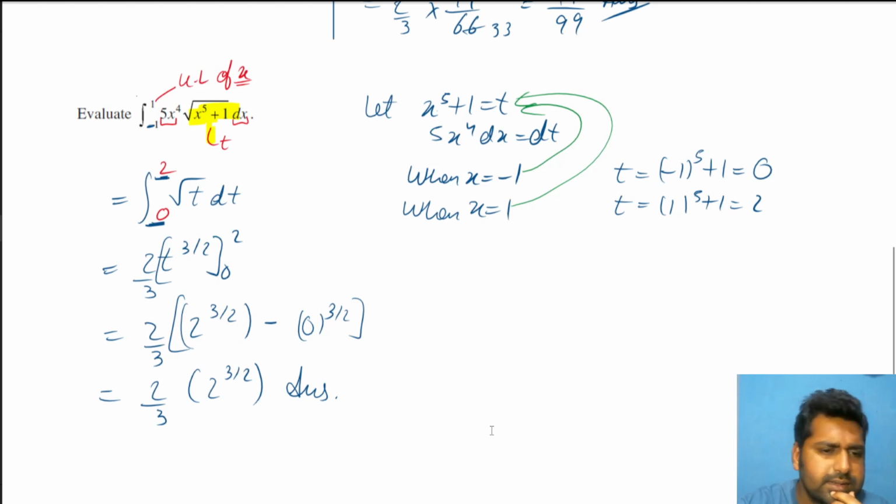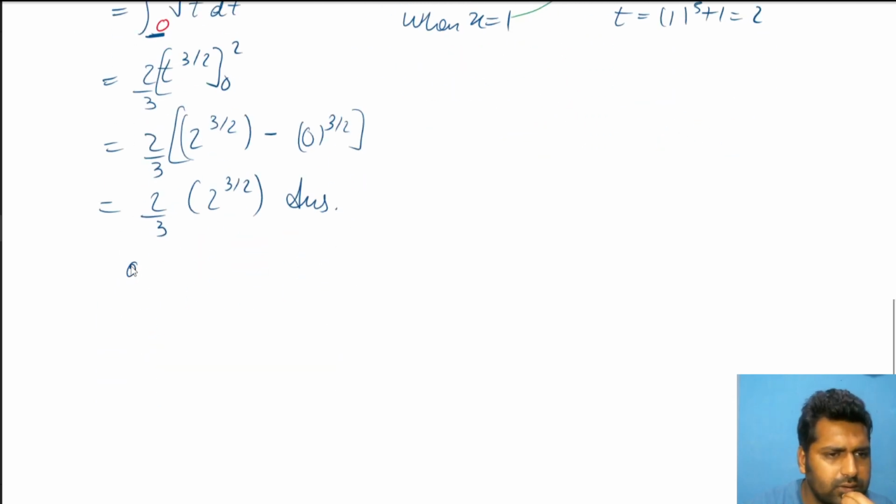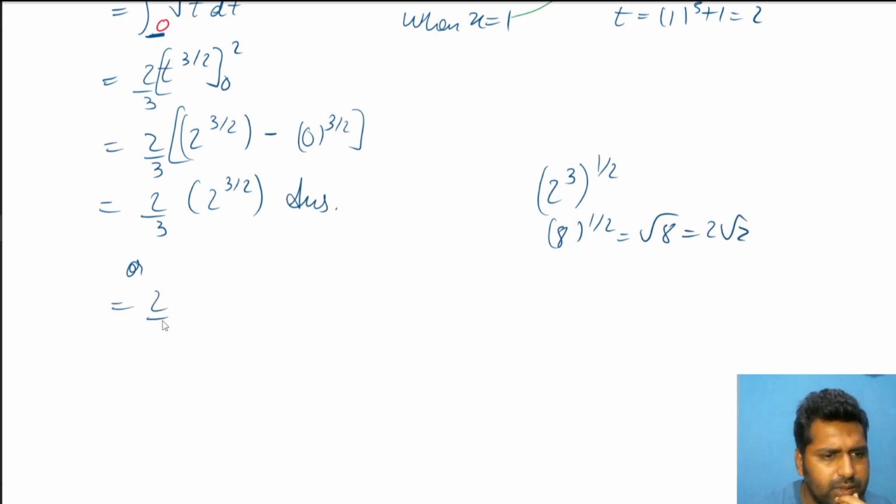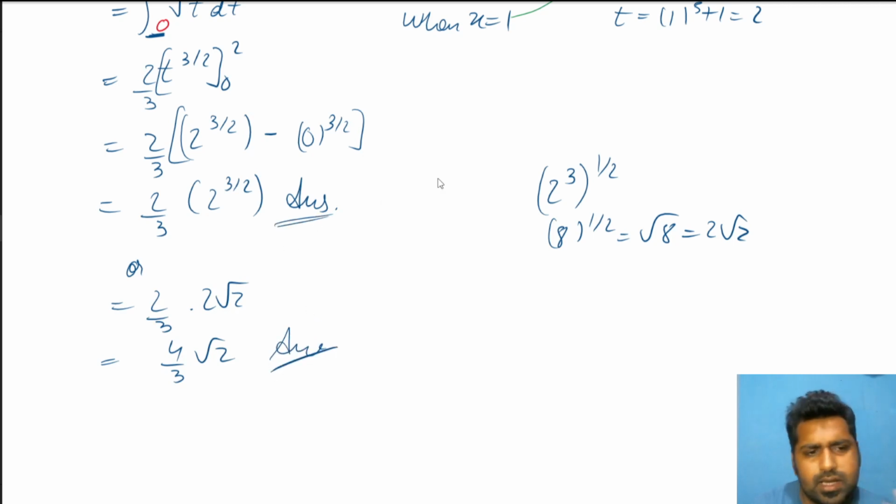Suppose the answer is not given like this. What you can do is rewrite 2 raised to power 3 by 2 as 2 raised to power 3 raised to power 1 by 2, which is 8 raised to power 1 by 2, which is root 8, which is again 2 root 2. So you can rewrite this answer as 2 by 3 into 2 root 2. That becomes 4 by 3 root 2, another possible answer. Depends how the question is asked. Okay. But the most simplified answer, of course, is this one. That can further be simplified. So let's erase this as a final answer.